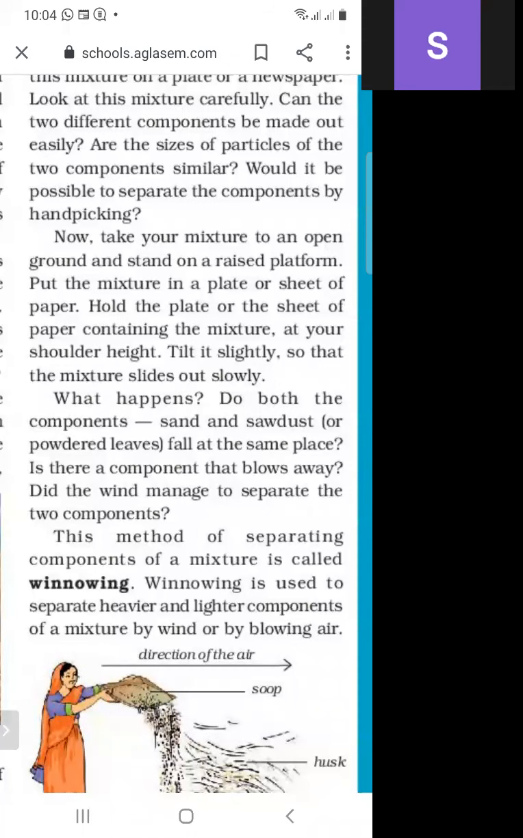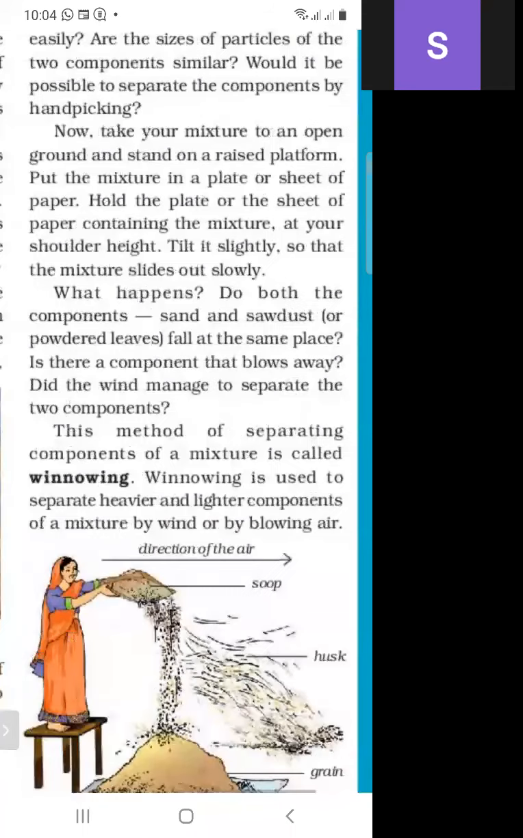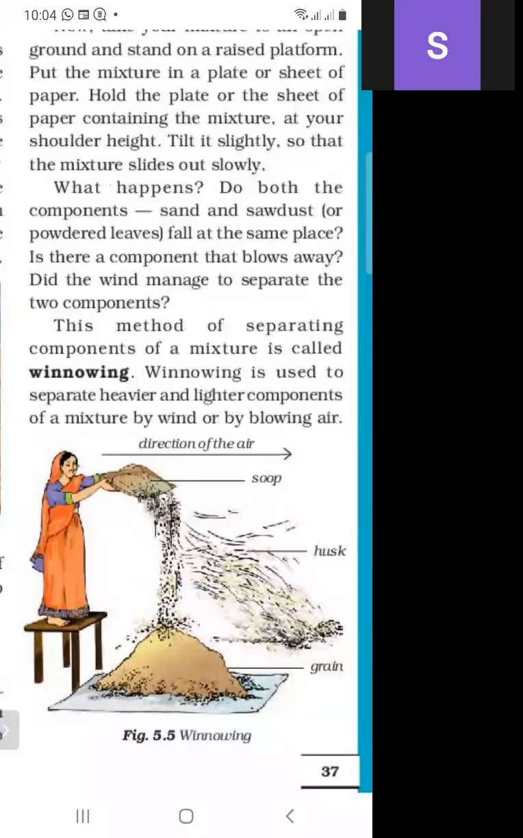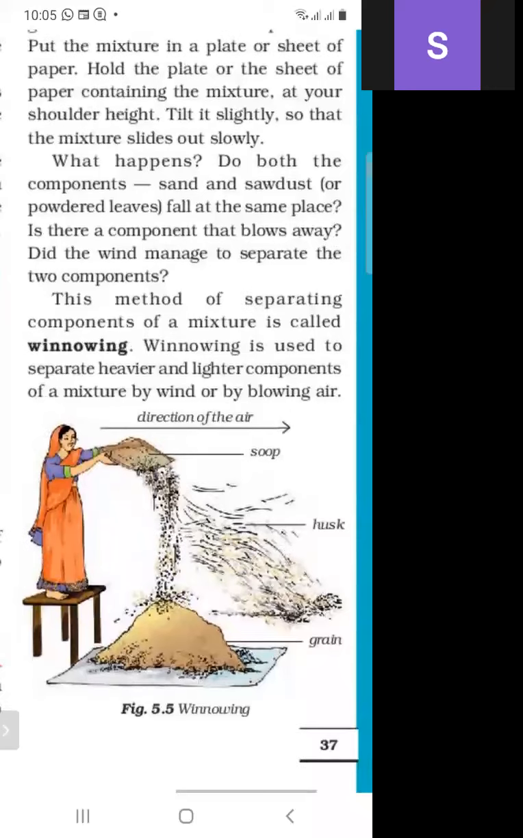In figure 5.5, the winnowing process is shown. Firstly, we will take a husk and grain mixture, and husk is lighter as compared to grain. Husk and grain are separated from the mixture with the help of wind, and this process is called winnowing.